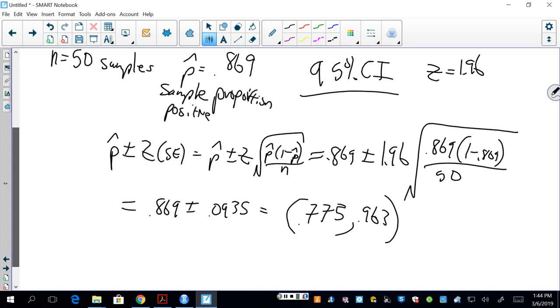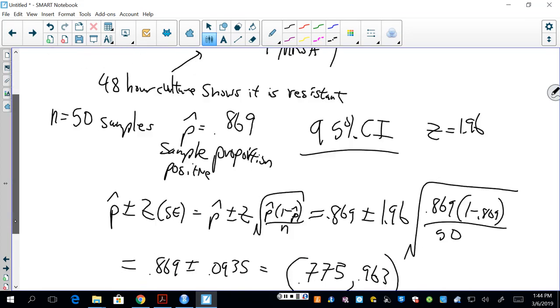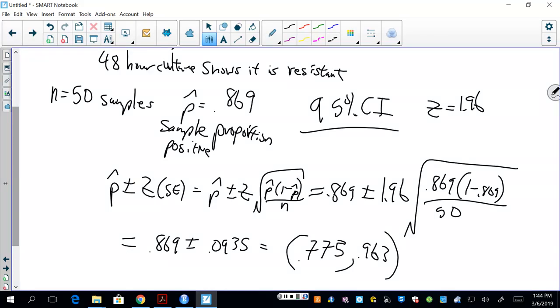So what would that interval mean? If you needed to summarize something for this morbidity report and had these data, what would you say? What is this a 95% interval for? What are we trying to determine? The sensitivity. Yeah, we're trying to determine the sensitivity for this 48-hour culture test of MRSA. So we're 95% confident that the sensitivity is between 0.775 and 0.963.